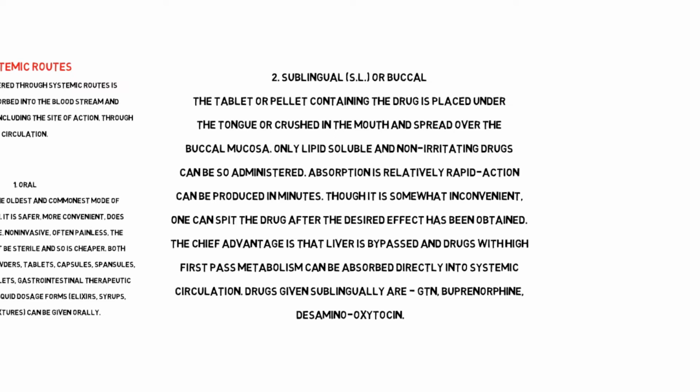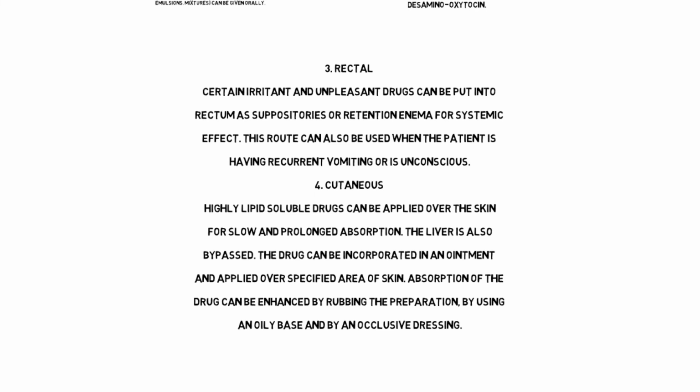The chief advantage is that the liver is bypassed and drugs with high first-pass metabolism can be absorbed directly into systemic circulation. Drugs given sublingually are GTN, buprenorphine, desaminoxytocin. Rectal. Certain irritant and unpleasant drugs can be put into the rectum as suppositories or retention enema for systemic effect. This route can also be used when the patient is having recurrent vomiting or is unconscious.